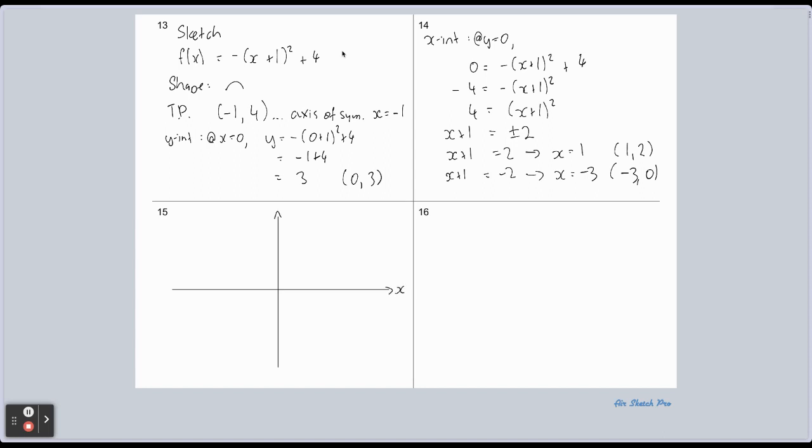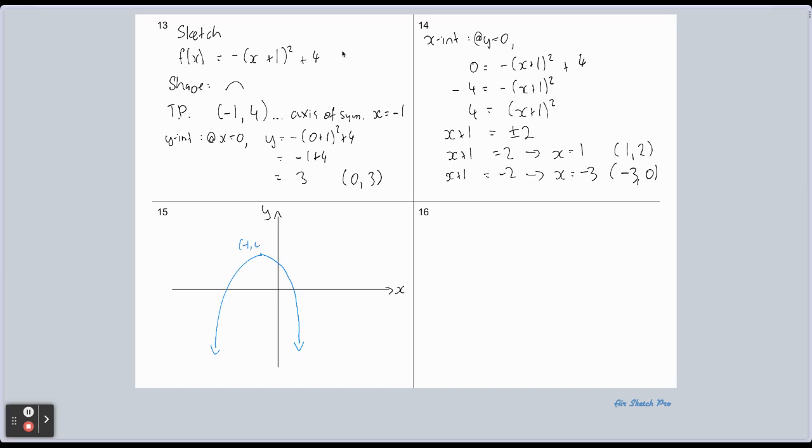We're going to label our axes. We are then going to roughly position our graph. So it's -1 across and 4 up, so around about here somewhere. I'm then going to draw my curves in, like so, making it as symmetrical as you can. And then I'm going to label my points.